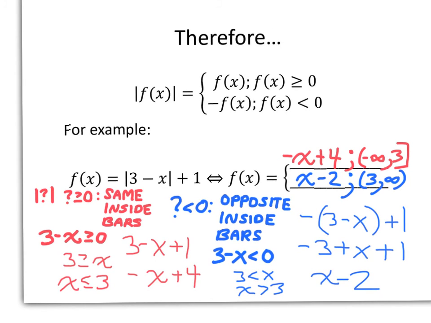So in conclusion, the function has two pieces. The absolute value of 3 minus x plus 1 is the same as the function where f of x equals opposite of x plus 4 on the interval from negative infinity to positive 3, closed, and x minus 2 on the interval from open 3 to positive infinity.